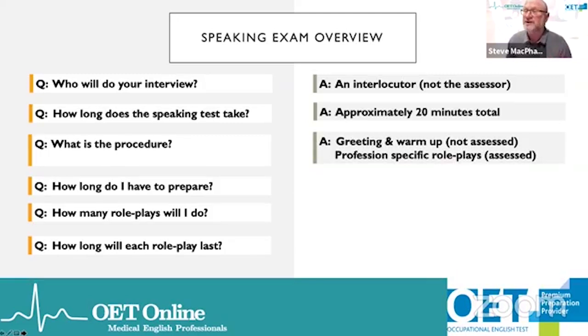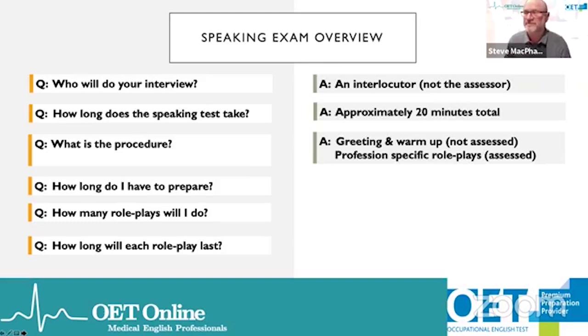There is a greeting and a warm-up, which is not assessed. So just sharing names, a few questions about perhaps why you chose to be a health professional or what you most like about your work as a health professional. That's just to warm up, get used to the voice of the interlocutor, just build that initial relationship. And then after that, there are profession-specific role plays, which are assessed.